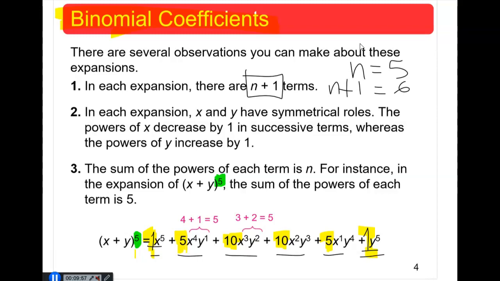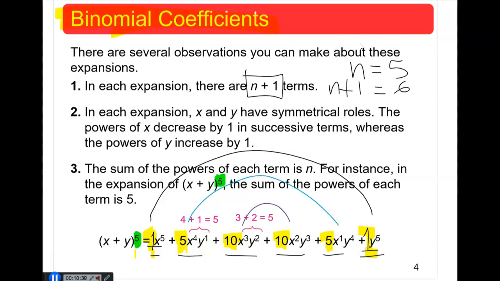Number 2, in each expansion, x and y have symmetrical roles. That is pretty easy to see. You notice how we have a 1 for the first coefficient and then a 1 for the last one. Similarly, we have a 5 for the second coefficient and a 5 for the second to last coefficient. And then in the middle, we have a 10 and a 10. And if we were to have an odd number of terms, we would have an extra one in the middle that would be unique. It wouldn't have a symmetrical partner.